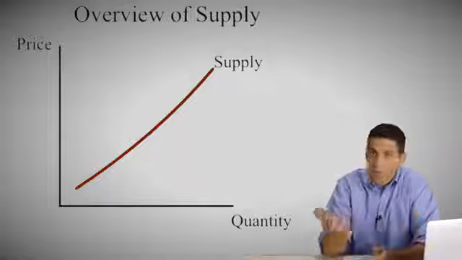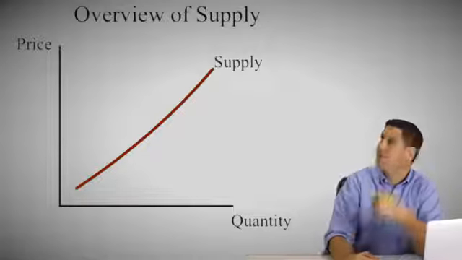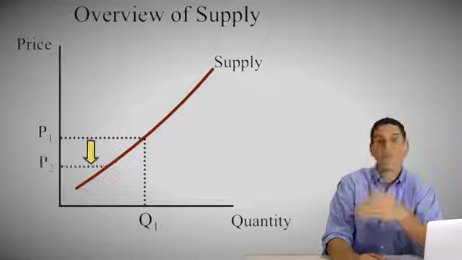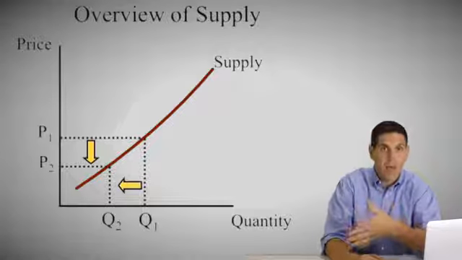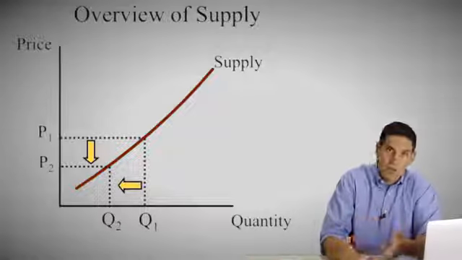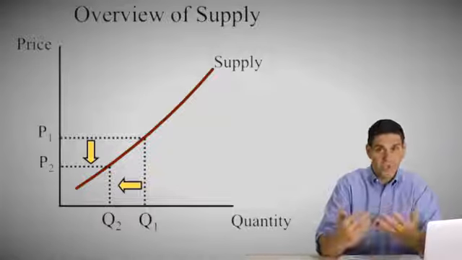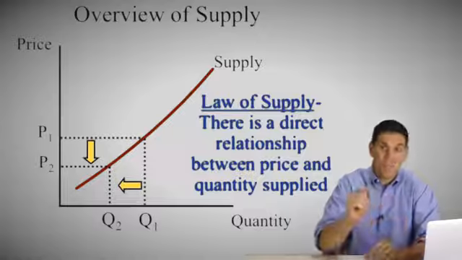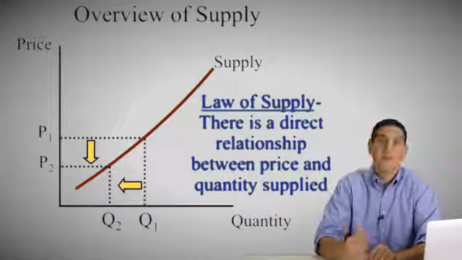And of course, there's also a supply curve that goes up, right? Supply to the sky. And you can see when the price falls, the quantity supplied goes down. Why? Because when the price falls, producers have less incentive to produce stuff, so they produce less. And when the price goes up, producers produce more. That's called the law of supply. There's a direct relationship between price and the quantity supplied.